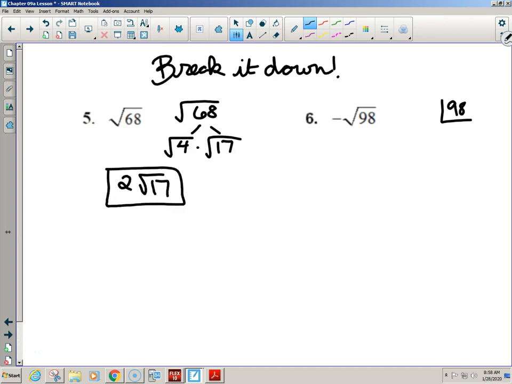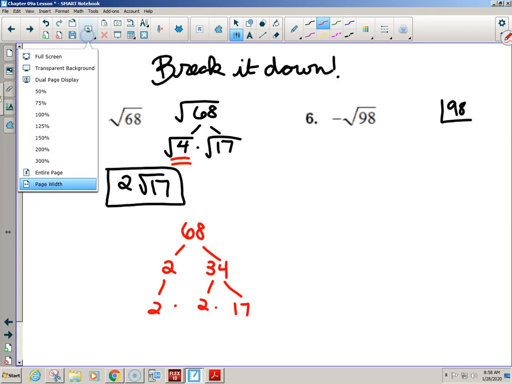Now, what if you did this a different way? Did anybody take 68 and break it down to be 2 and 34? Okay, then you would have kept going, right? 2 goes into 34 how many times? 17. So maybe you wouldn't have realized that it was a 4 and a 17, because for some of you, the square root of 4 is easy, I know that's 2. But if you look at it like this, it's a little bit harder.